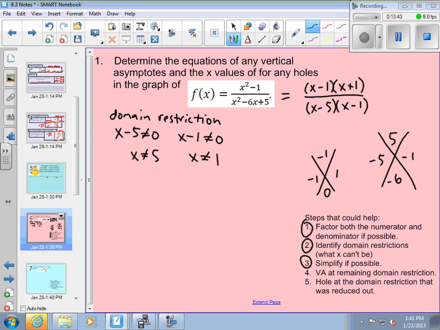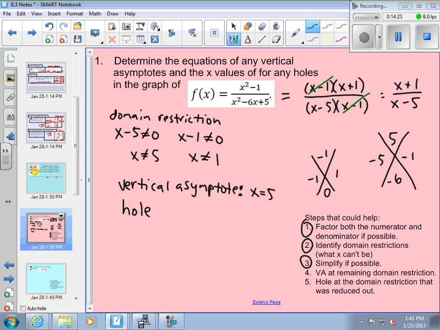Simplify if possible. If we look up at our graph, can anything simplify here? Yeah, we can see x minus 1, x minus 1, those would cancel out. So what's left is x plus 1 over x minus 5. x minus 1 is no longer in our denominator. So this x minus 5 part, that's going to be a vertical asymptote. We're going to have a vertical asymptote at x equals 5. At x equals 5, there's a vertical line that's going through. Now the one that canceled out, that's going to be a hole. There's a hole in our graph at the one that canceled out, x equals 1. Where x equals 1, there's going to be a hole in our graph.